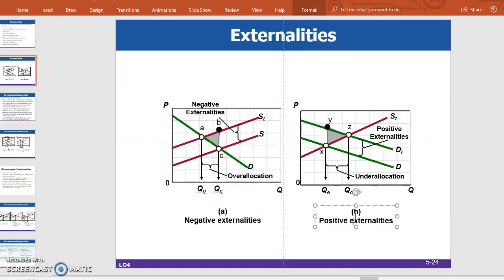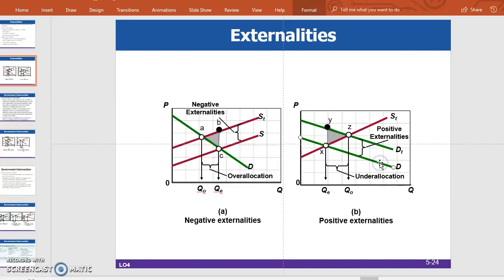Now in panel B on the right hand side, we show you positive externality. Look at that, demand side failure. See, the actual demand curve for a person is D, but the demand for the society, the benefit to the society, is DT. So this DT is the demand curve for the entire community. Remember the beekeeper.